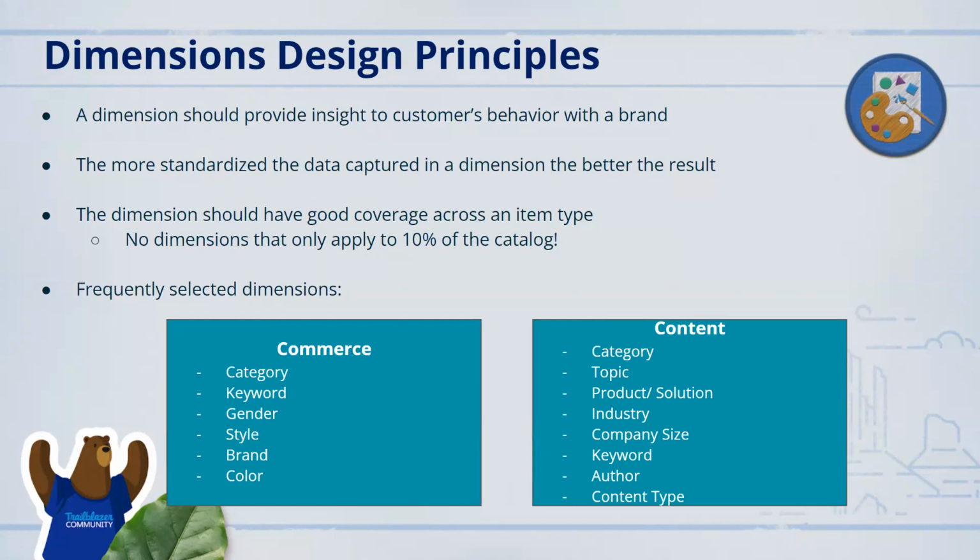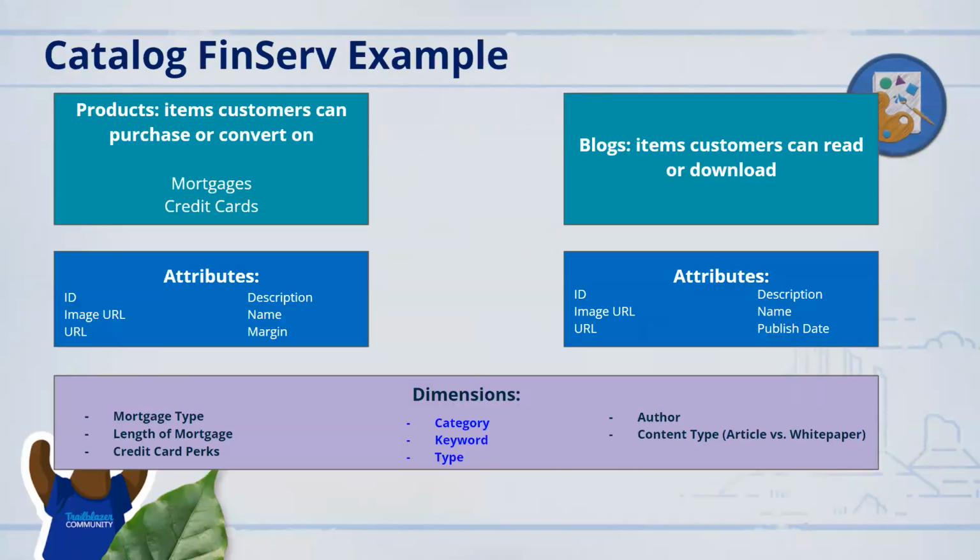I think this next example will be helpful to further understand that catalog structure from items, attributes, and dimensions. Again, we're taking a look back at that FinServe example, where we have products and their attributes. But then the layer after attributes are those dimensions. For products, we added that contextual information about their major product types, such as the mortgage type, the length of mortgage, or credit card perks.